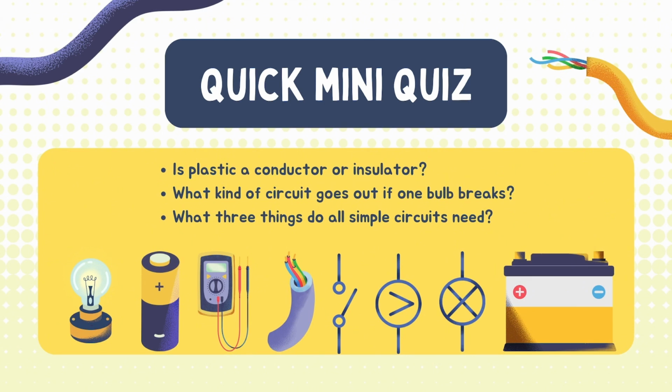Plastic is an insulator. A series circuit goes out if one bulb breaks, and a circuit needs a battery or a power source, a pathway, like wires, and a load, like a light bulb.